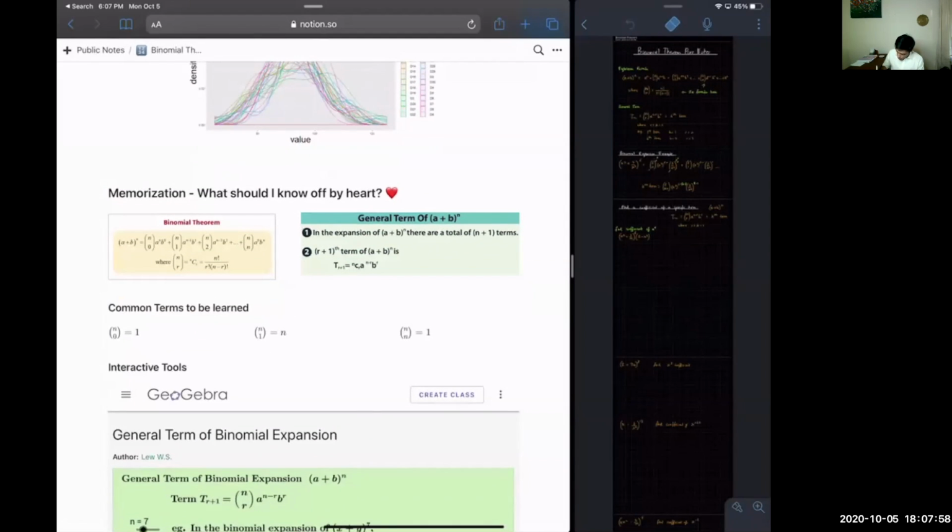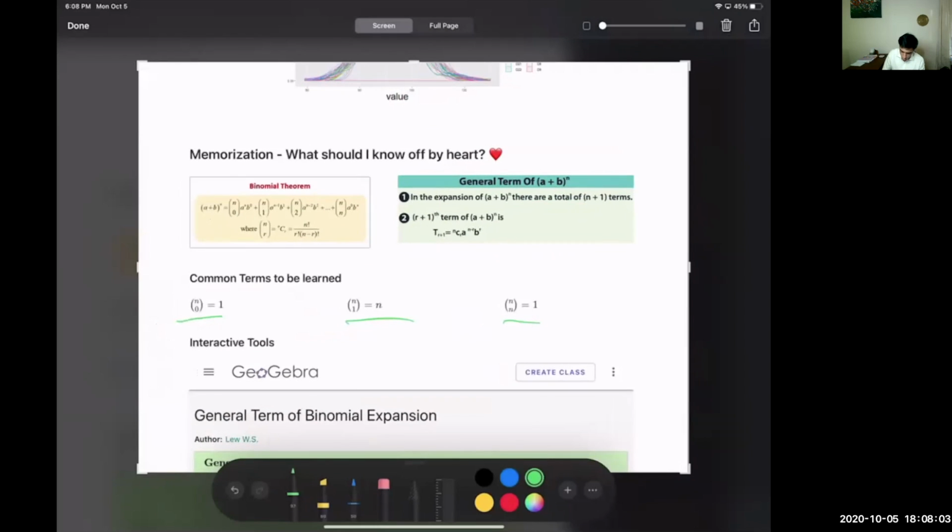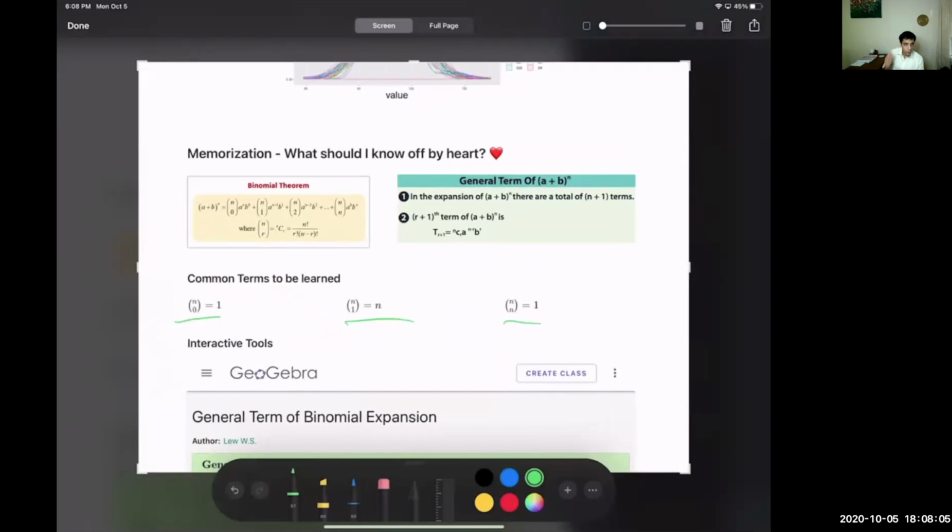One other thing that's very important is these common terms that need to be learned. I would write these down in your pure notes. Definitely write down the general term in your pure notes, this one, and write down these common terms to be learned. Again, this is on the website, so if you're following along, you can write these down from there. Learning these is important for two reasons. One, it's knowing how this converts to this.